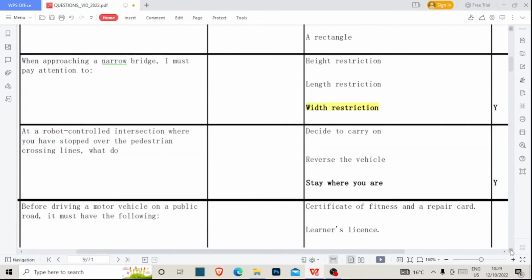At a robot controlled intersection where you have stopped over the pedestrian crossing lines, what do you do? Option A, decide to carry on, B, reverse the vehicle, or C, stay where you are. When you have crossed over the pedestrian stopping line, you stay where you are.